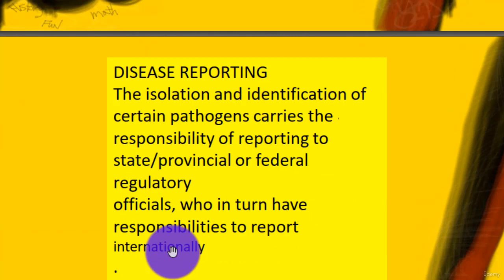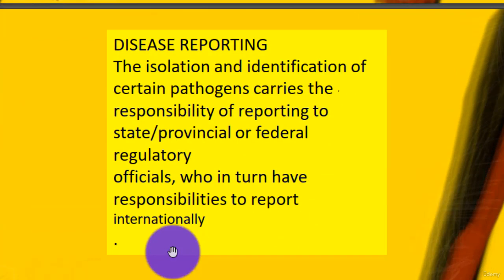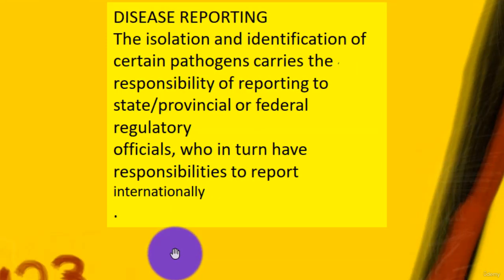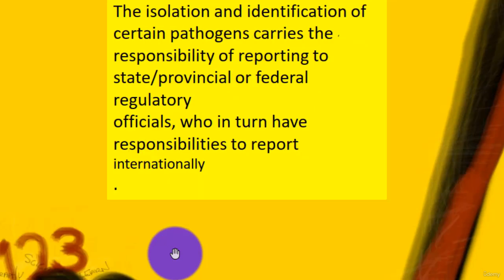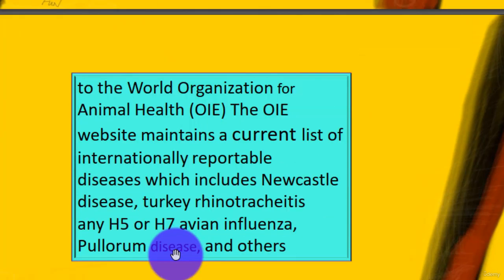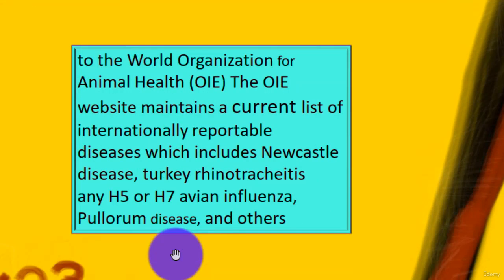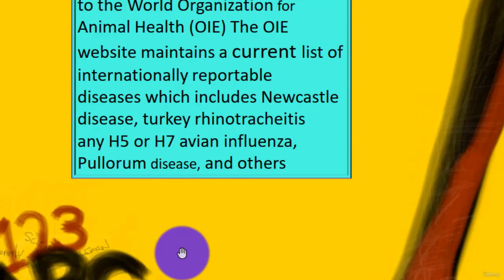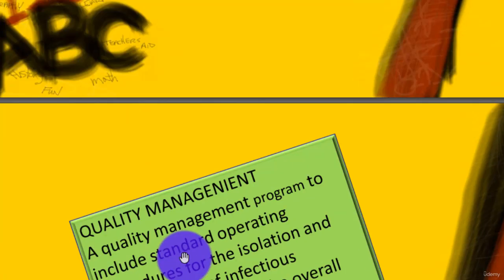Disease reporting: the isolation and identification of certain pathogens carries the responsibility of reporting to state and federal regulatory officials, who in turn have responsibility to report internationally to the World Organization for Animal Health, OIE. The OIE website maintains the current list of internationally reportable diseases, which include Newcastle disease virus, turkey rhinotracheitis, H5 and H7 avian influenza, Gumboro disease, and others.